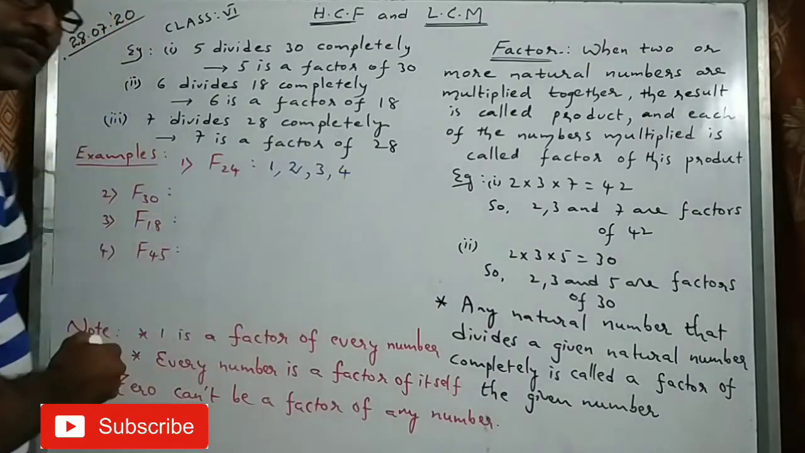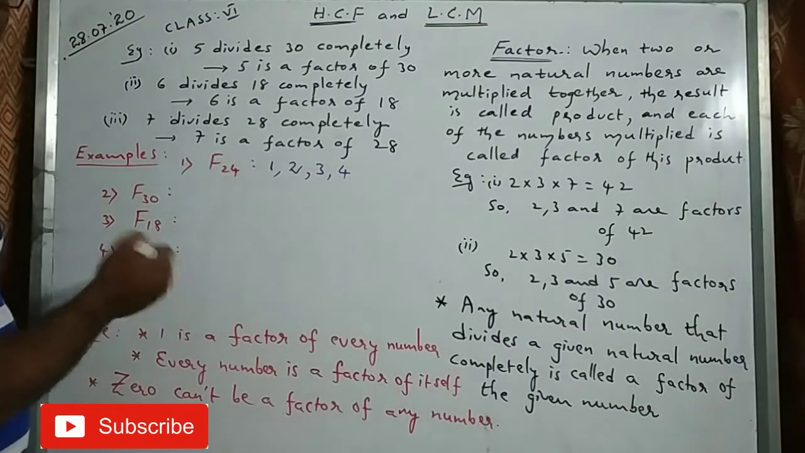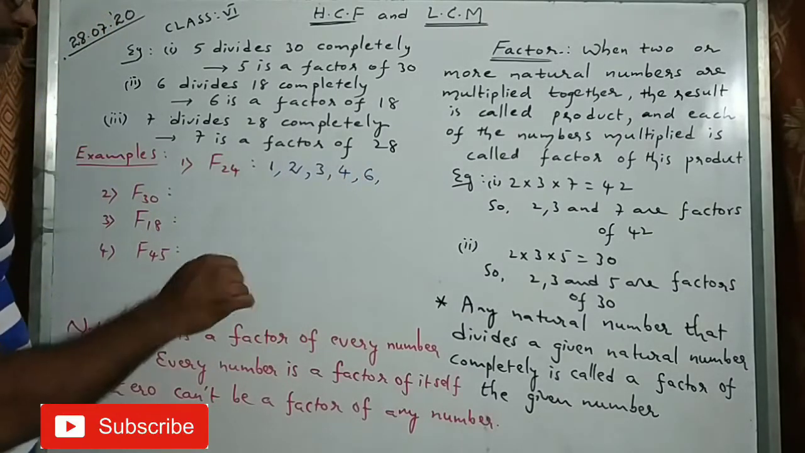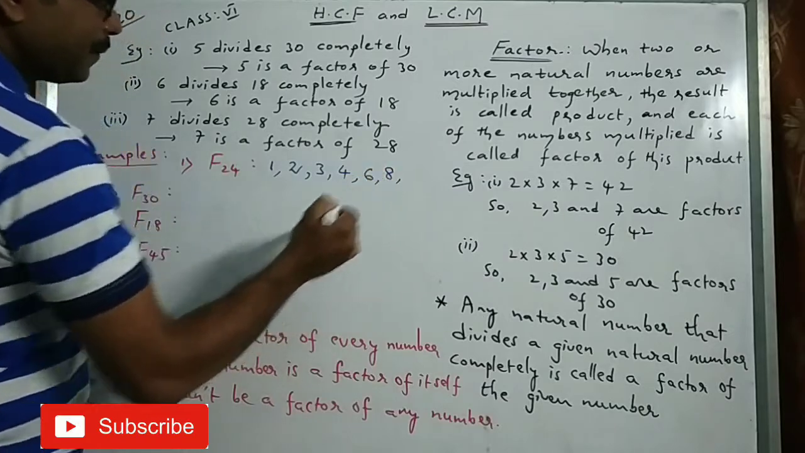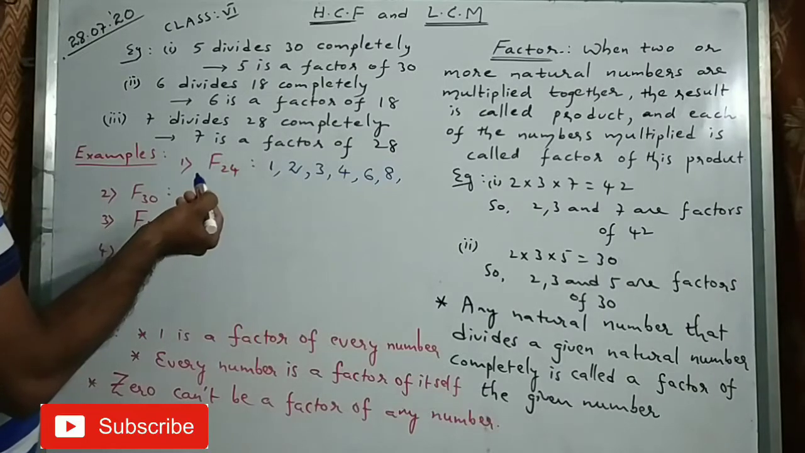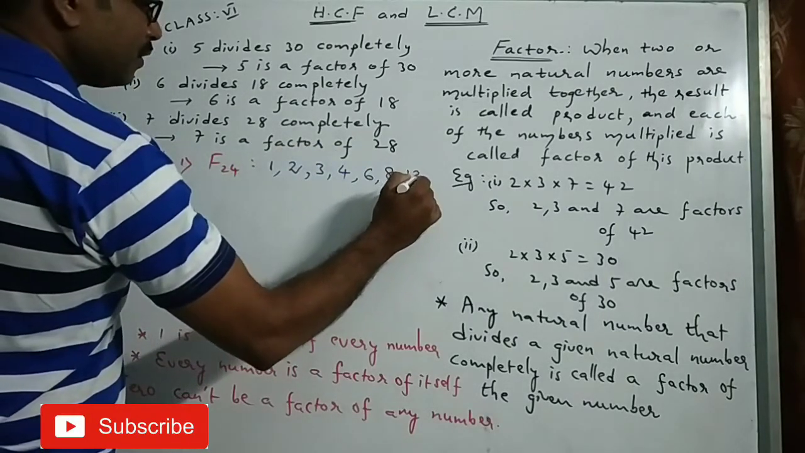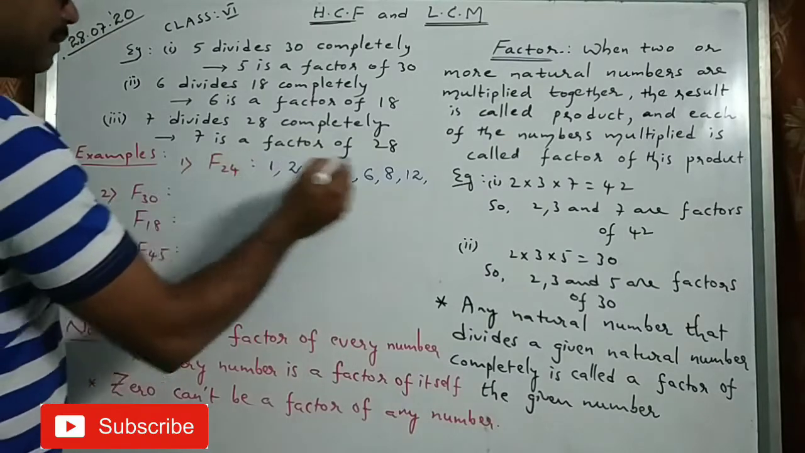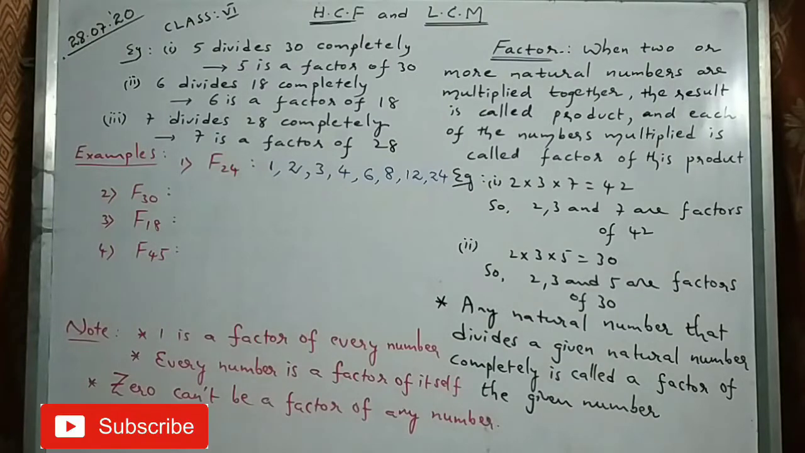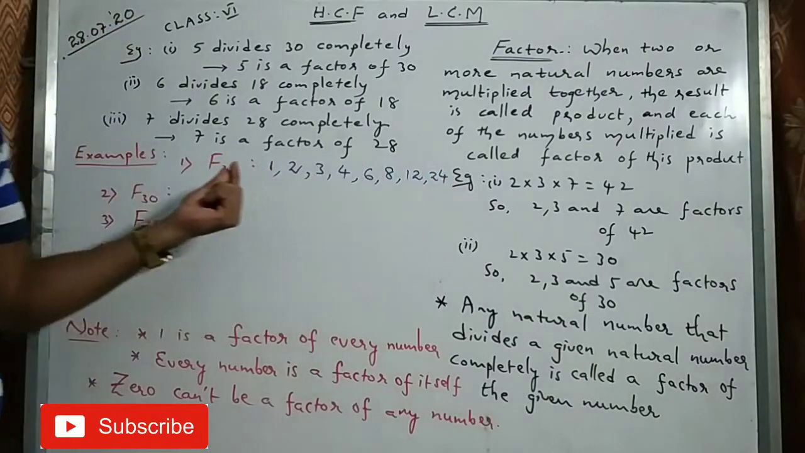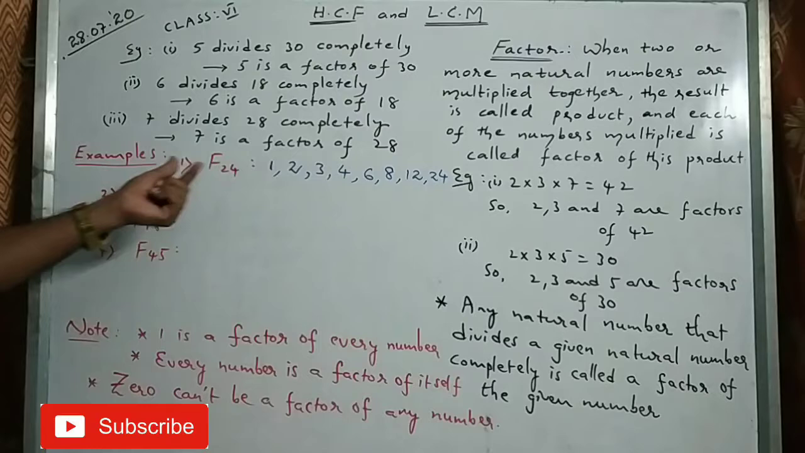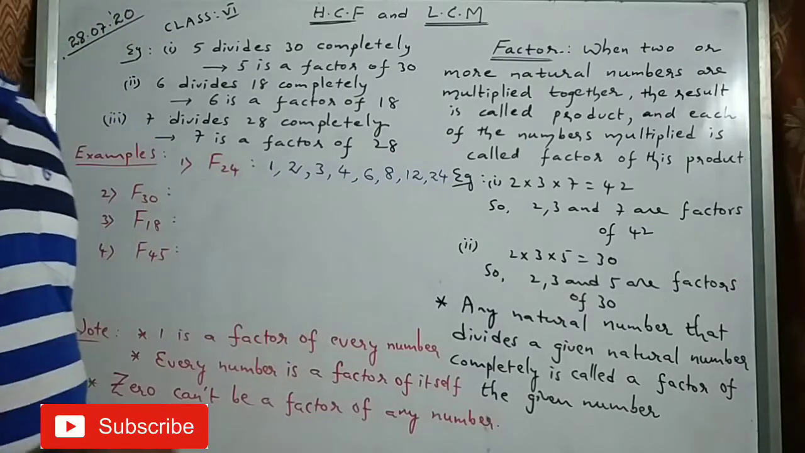4 6s are 24. 5, no, 5 will not go. 6 4s are 24. 7, no. 8 3s are 24. Next, 9, 10, 11, 12 2s are 24. Last number is 24, 24 ones are 24. Clear? So these are the factors of 24: 1, 2, 3, 4, 6, 8, 12, 24 are the factors of 24 or divisors of 24.